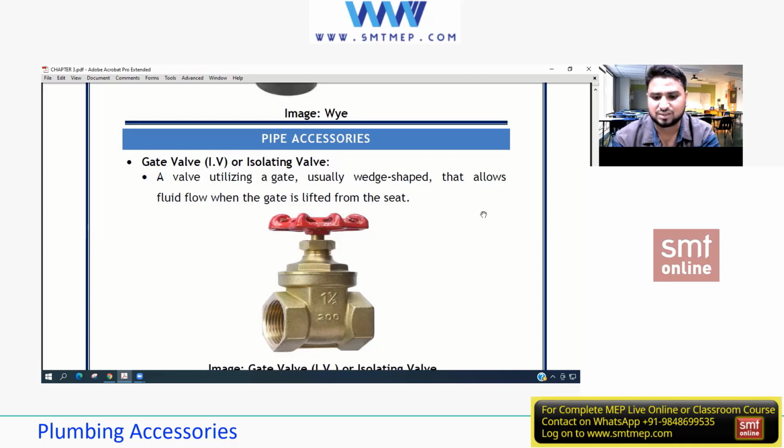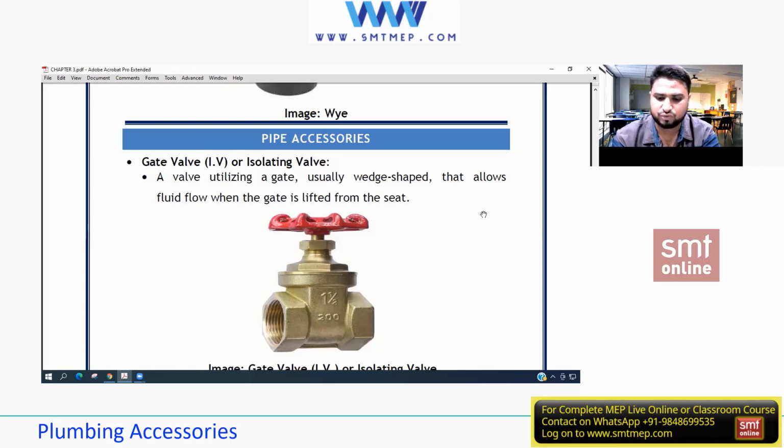What are the accessories? Accessories are devices where you can regulate the pressure, or measure the pressure, or measure the temperature. These are all accessories, like a pressure gauge and thermometer, and a number of things like valves. These all come under accessories. So we are seeing the accessories and the pipe and all this.